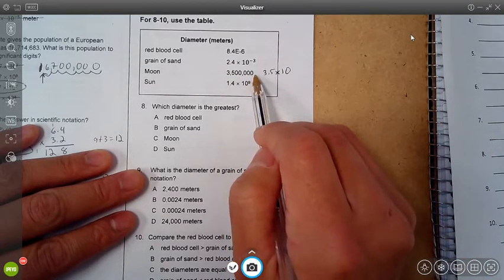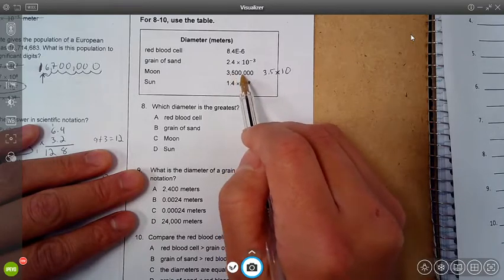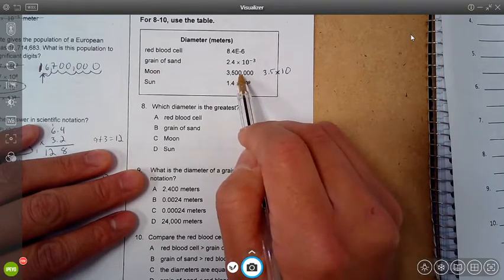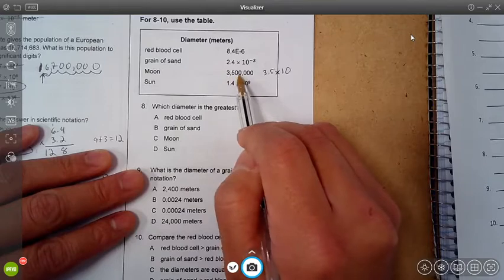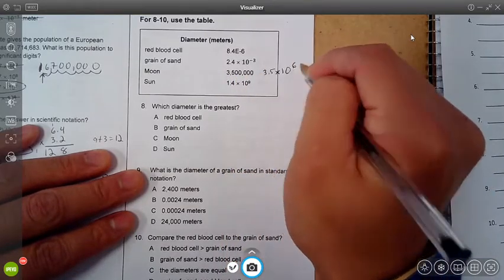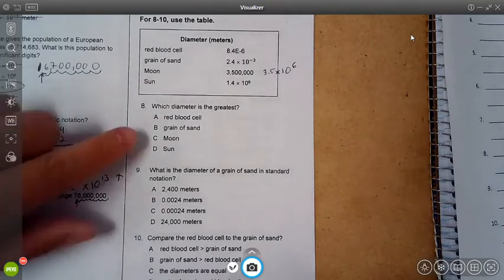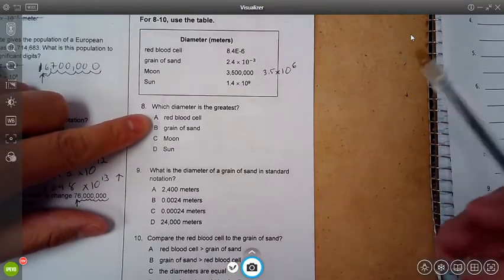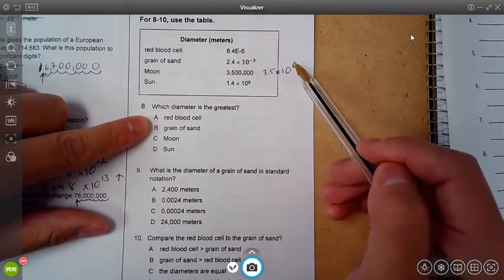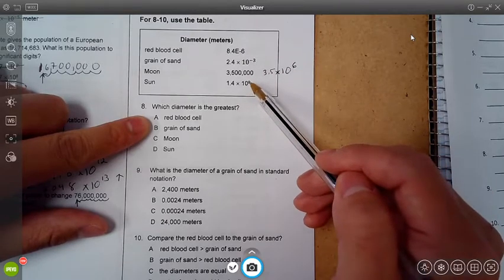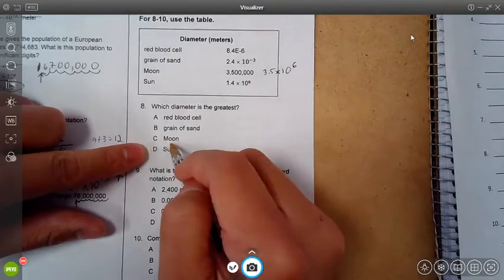It looks like I move it past these 6 numbers, right? 3 zeros, another 2 zeros, and the 5. That's 6 numbers. So this would be times 10 to the 6. So now we have all exponents to read, okay? Alright, which diameter is the greatest? So I want the biggest exponent. -6, -3, 6, and 9. Well, 9 is the biggest exponent, okay? So that would be the sun.